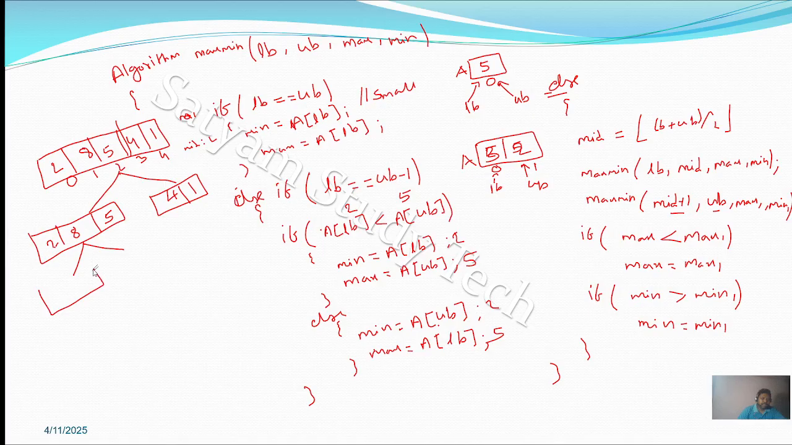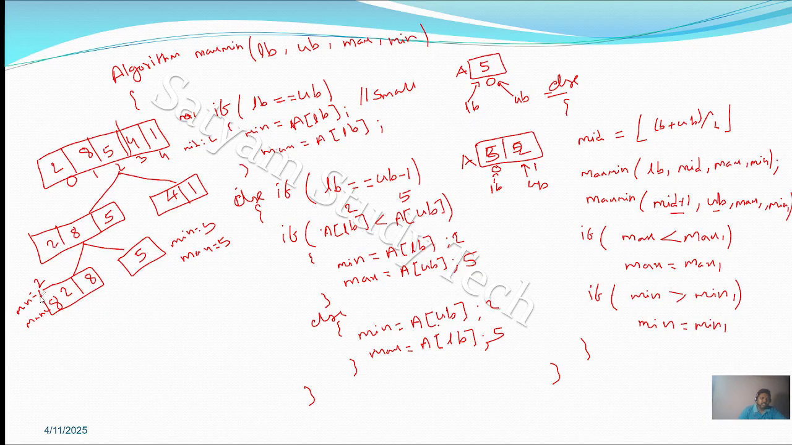2 parts, that is 2 and 8. Here also only one element is there. So here it is a small problem. We have the 2 elements there. It is a small problem. You cannot divide it into subparts. Directly you can just compare these 2 elements. You can find out the minimum value, that is 2. What is the maximum value? Maximum value is 8. So here we have only one element. So that is the minimum and maximum. So minimum equal to 5 and max equal to 5.